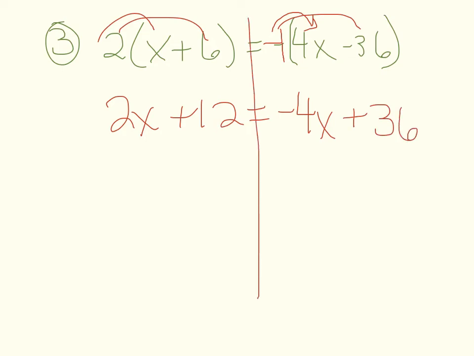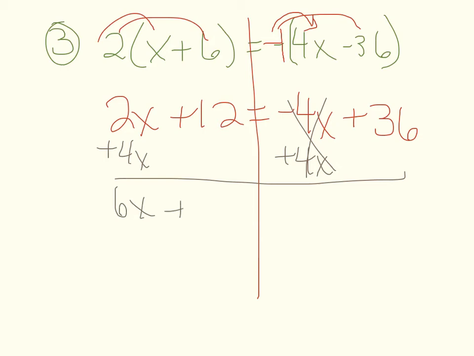All right, now I'm going to move. I have 2x and negative 4x. Negative 4x is smaller, so I'm going to move my negative 4x to the left side by adding 4x. Those go away, so I have 6x plus 12 equals 36.